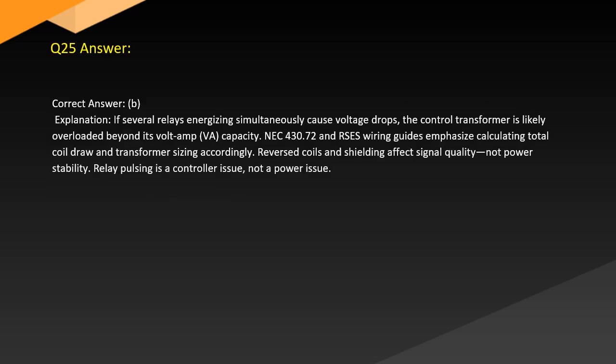Answer. Correct answer: B. Explanation. If several relays energizing simultaneously cause voltage drops, the control transformer is likely overloaded beyond its volt-ampere capacity. NEC 430.72 and RSES wiring guides emphasize calculating total coil draw and sizing the transformer accordingly. Reversed coils and shielding affect signal quality, not power stability. Relay pulsing is a controller issue, not a power issue.